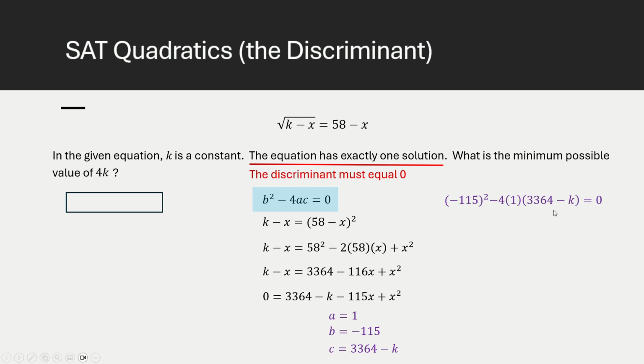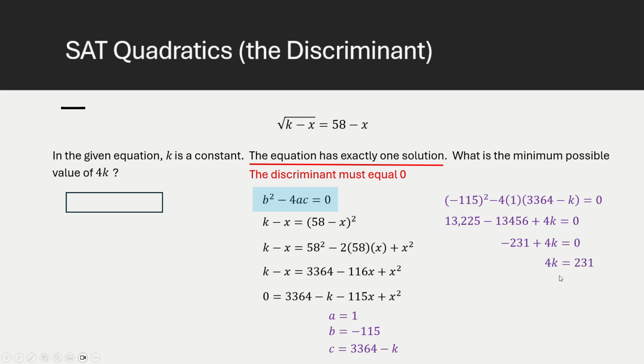Now take a calculator and do 115 times 115, or 115 squared, and that's going to give you 13,225. And take a calculator and do 4 times 1 times 3,364, and that's going to give you this 13,456. And then we're also going to distribute this -4, right? -4 times 1 is -4. And we're going to take this -4 times this -k, and -4 times -k is positive 4k. So let's combine like terms here. This 13,225 minus this 13,456, just put in your calculator, is going to give you -231. Let's add this -231 over to this side, so we get 4k equals 231.